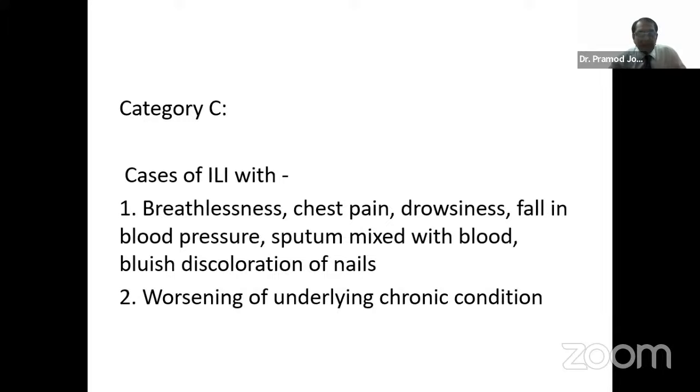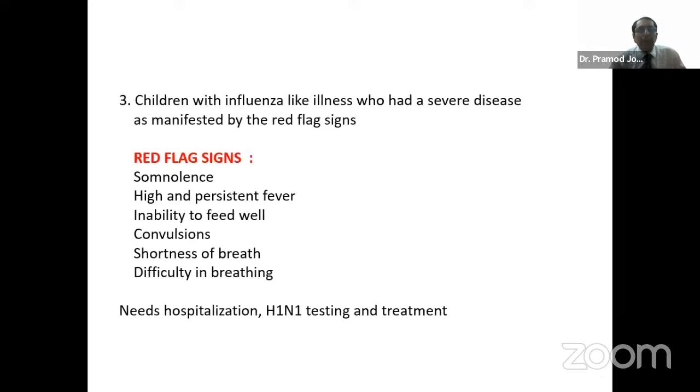And in category C, it is breathlessness, chest pain, drowsiness, fall in blood pressure, sputum with blood, and bluish discoloration of nails, that is cyanosis, and worsening of the underlying chronic condition. So if the child is of that grade severity, then that is category C. Okay. So this is very important that you understand, because these red flag signs are the ones which will guide us and which will tell us that we need to give oseltamivir.